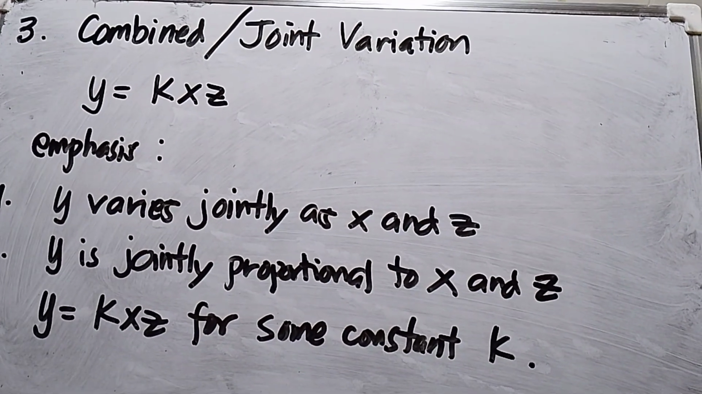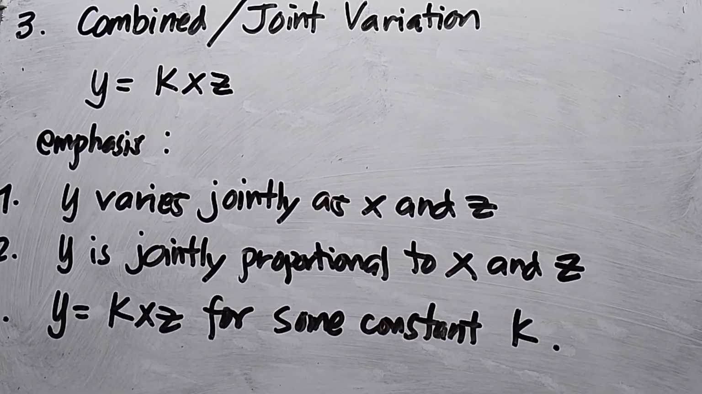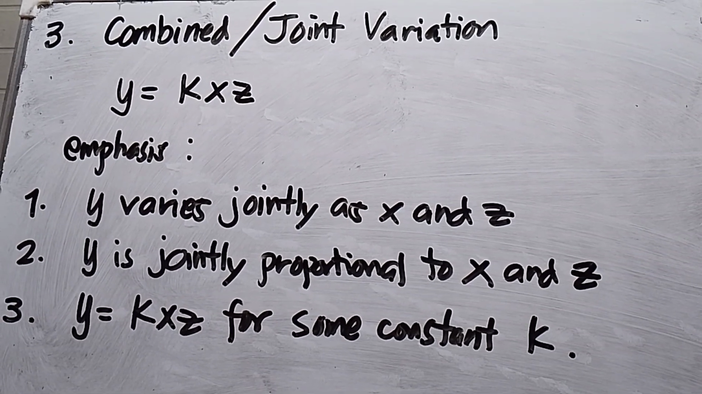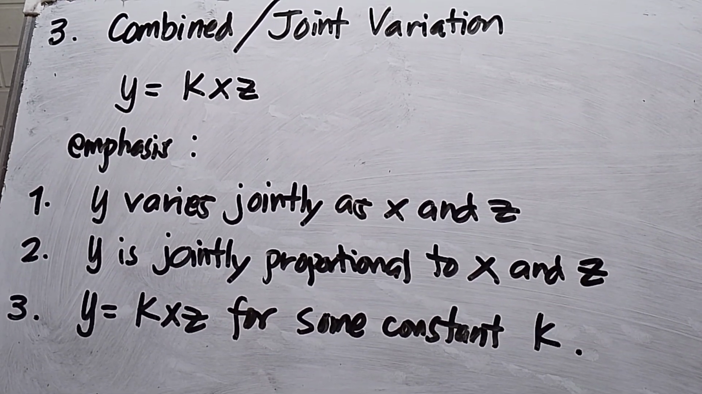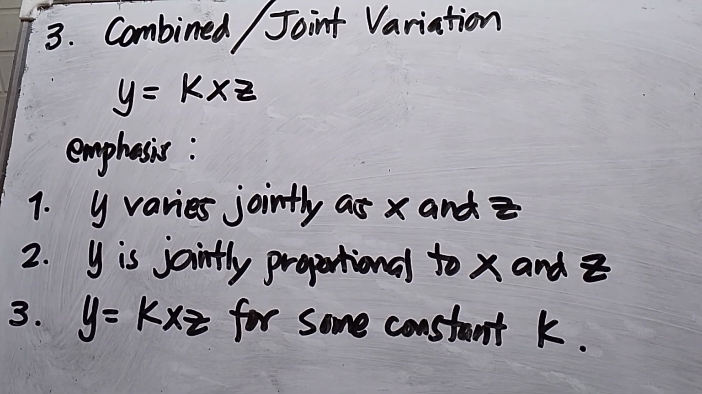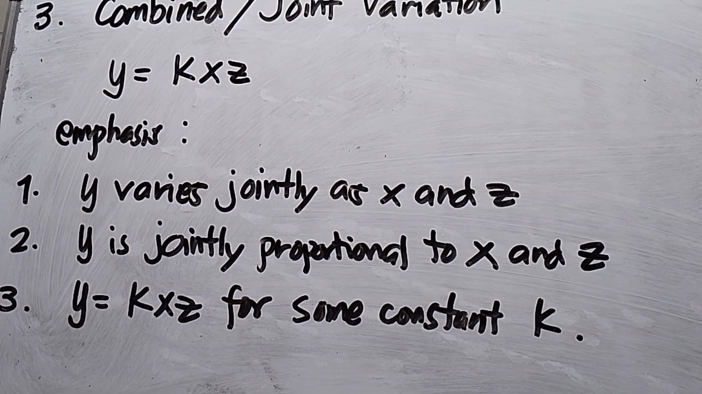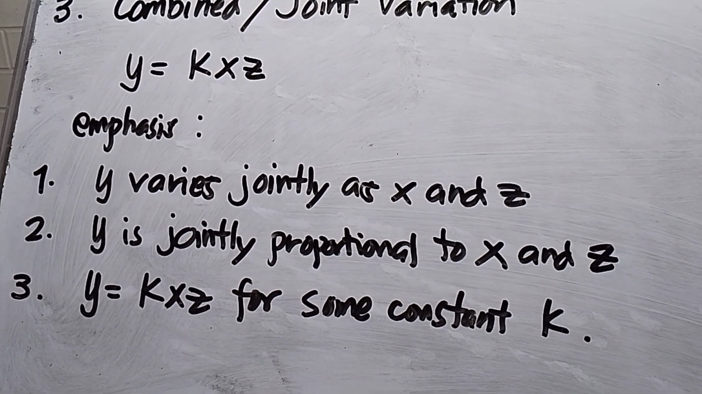This is my part 3 for variation. Number 3, combined or joint variation. Here I have the general formula: Y is equal to K times X times Z.